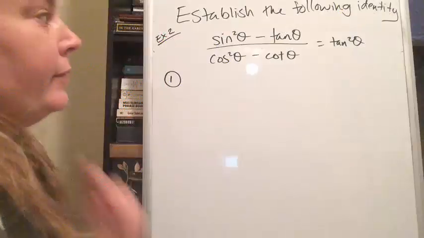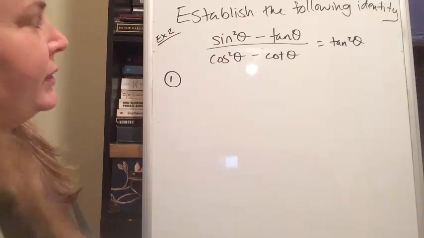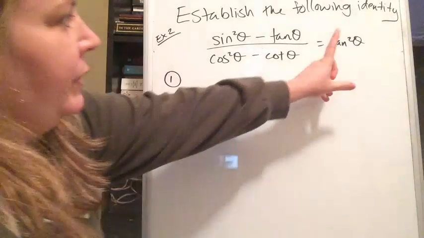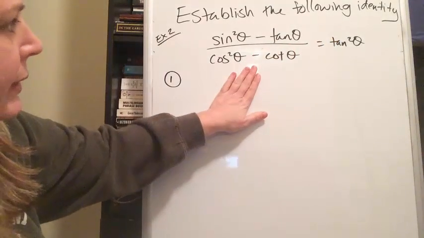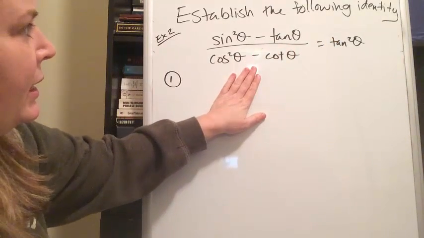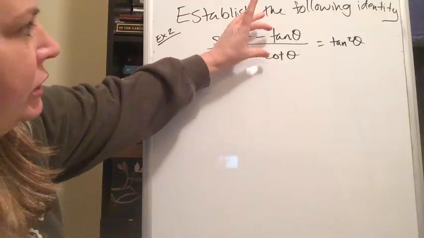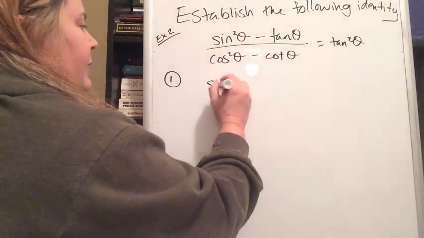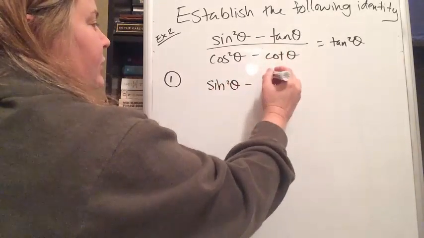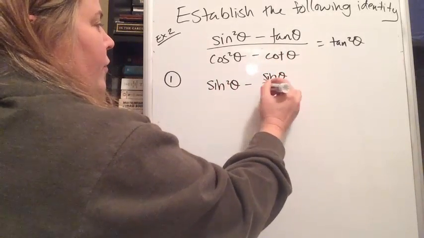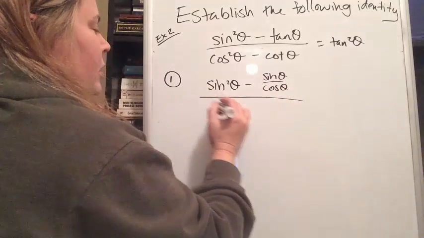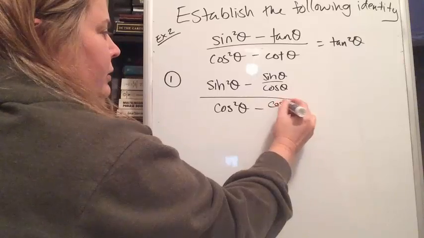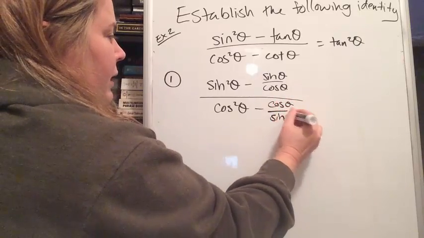All right, we have another identity to establish, and we need to pick the most complicated side, which I don't think I could do much with, so I'm going to start with this side. I'm going to change these to sines and cosines. I'll rewrite it as sine squared theta minus tangent, which I'm going to write as sine over cosine, all over cosine squared theta, and cotangent as cosine over sine.